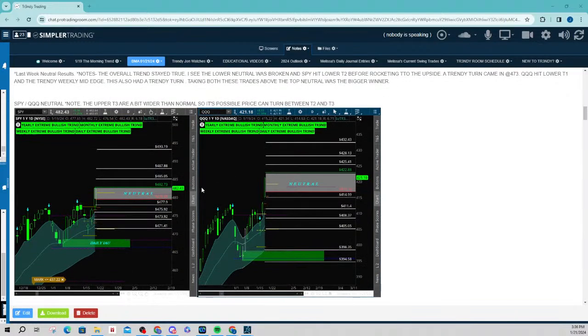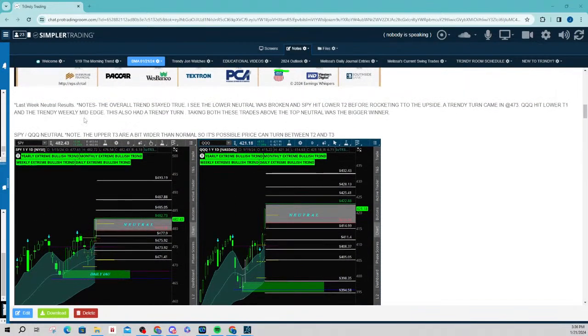So notice here on last week's neutral results notes, the overall trend stayed true. And again, the bigger picture has stayed intact. And I think that's what's most important about what we're seeing in the market.